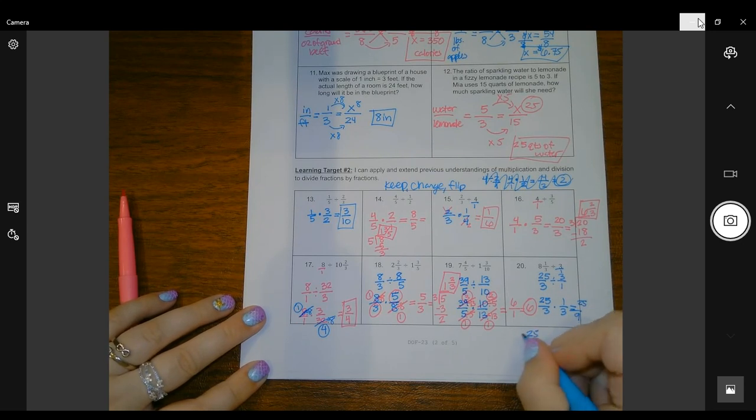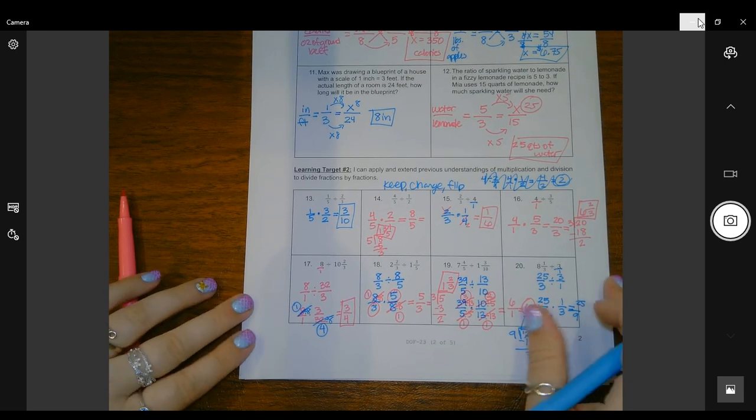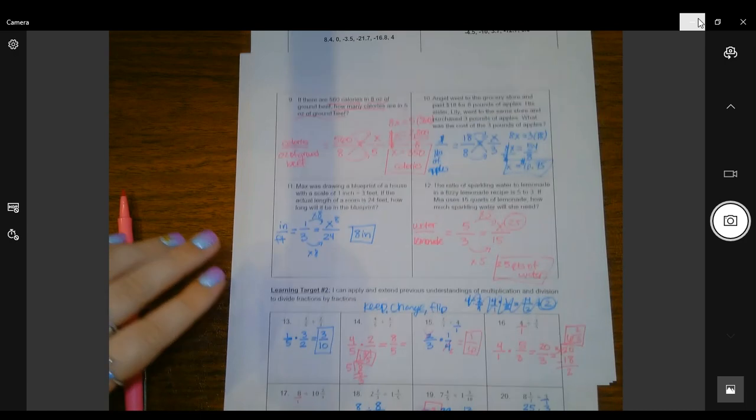So you do 25 divided by 9. And 9 goes into 25 2 times, which is 18, and subtract that, you get a remainder of 7. So 7 over 9. 2 and 7/9 for your final answer. All right, we got this. Let's keep chugging away.